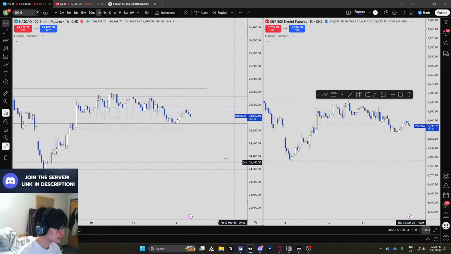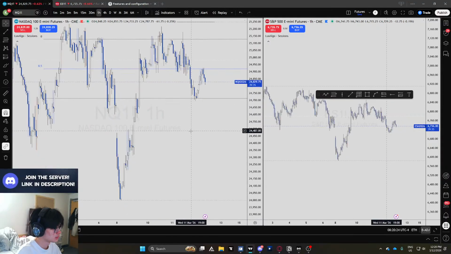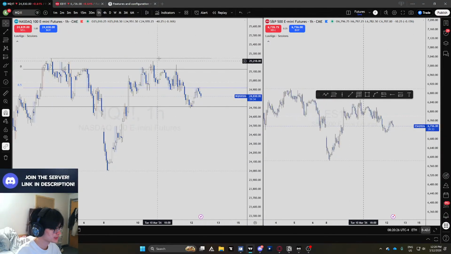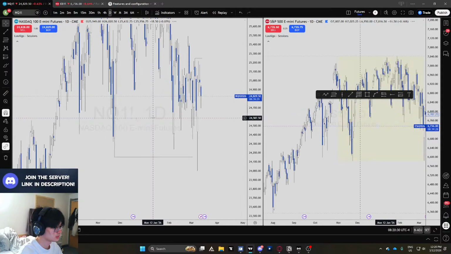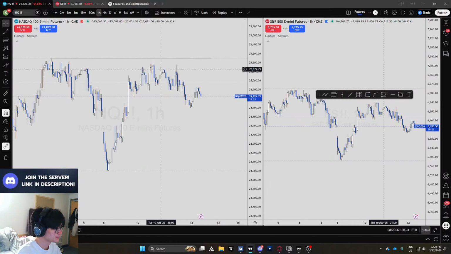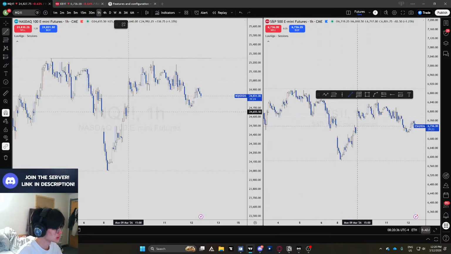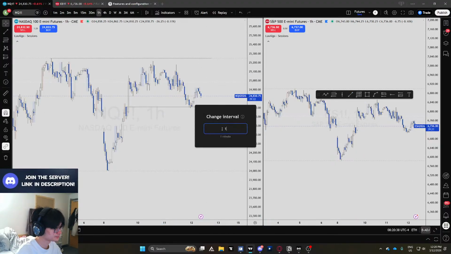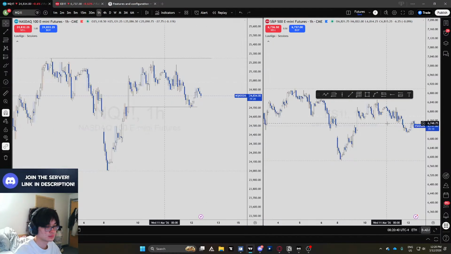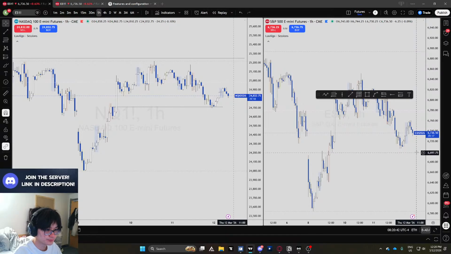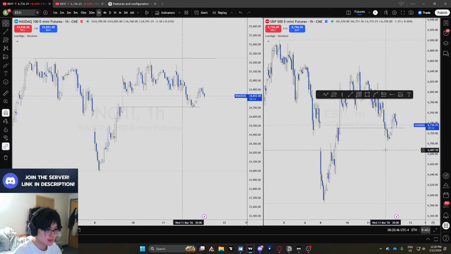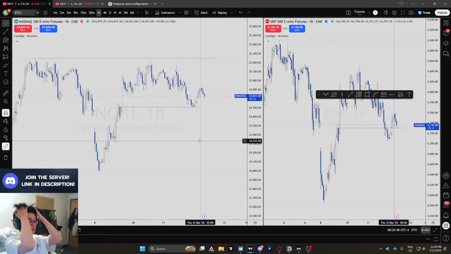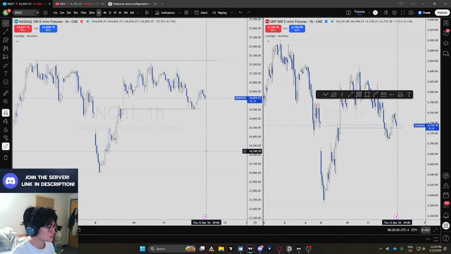Go to the 1 hour. We have this sort of range here, relative equal highs. We're using this order block here, and the same thing using this order block on ES. Looks cleaner on NQ, I will say.